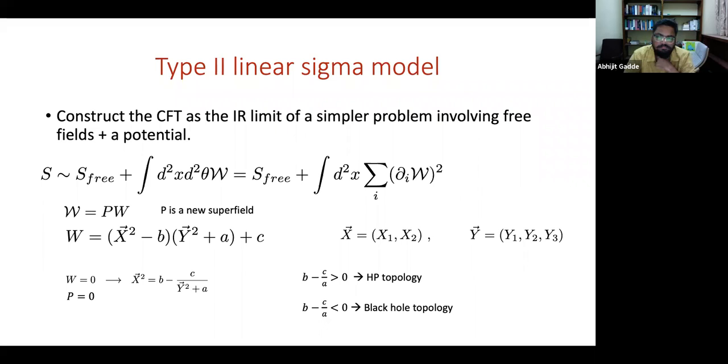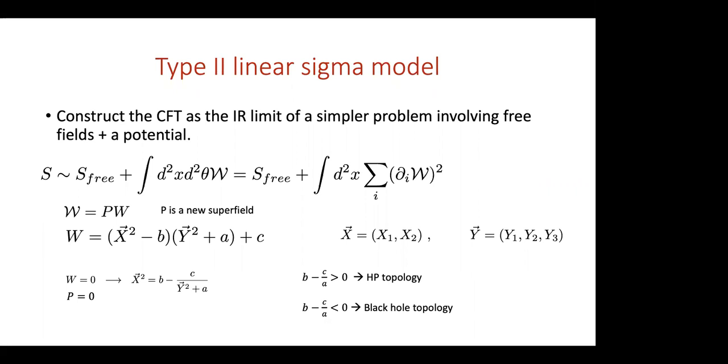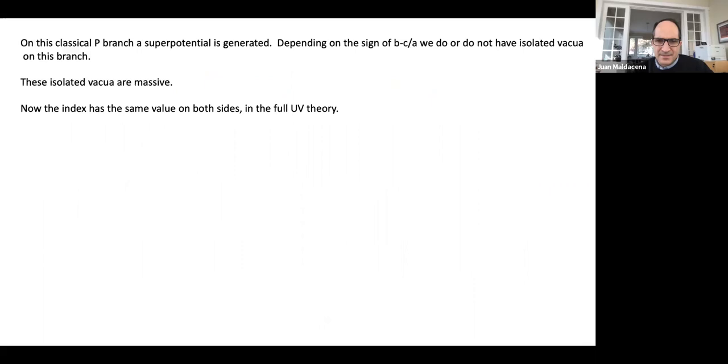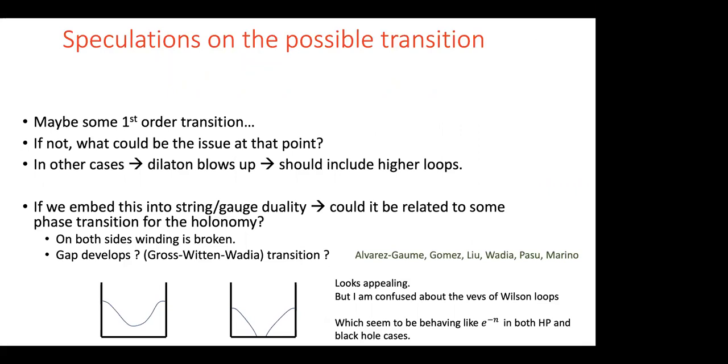So I have a question. You mentioned that in type 2, you consider that embedding to a string and the gauge duality. Somehow you try to say that it has some connection with this phase transition for the holonomy? Can you elaborate a bit? In this paper, they consider AdS5 for the duality, right?